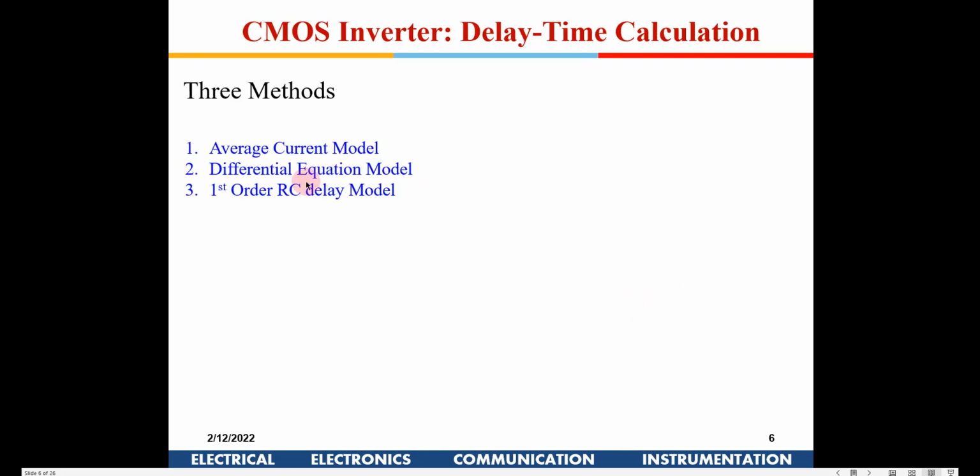Right now there are three methods to calculate the inverter delay: one is known as the average current model, the second is the differential equation model, and the third is the first order RC model. All of them are pretty simple. We'll see how it is done.